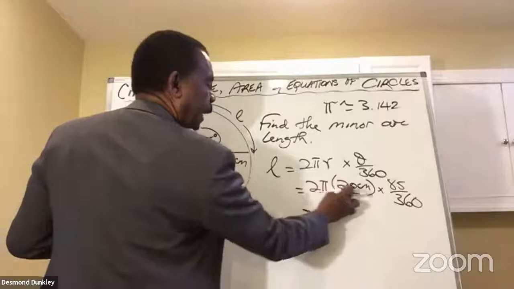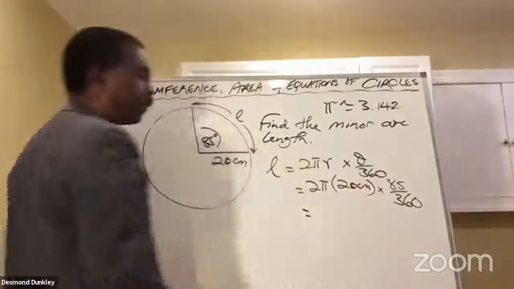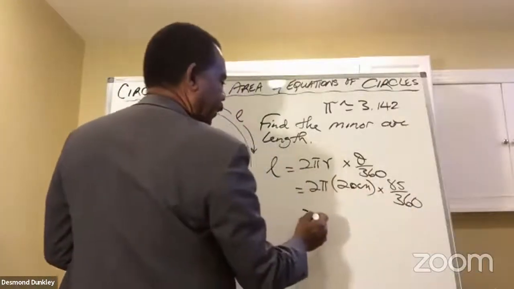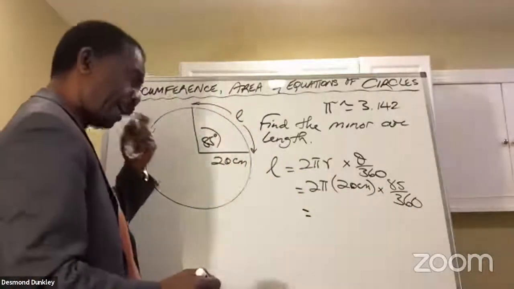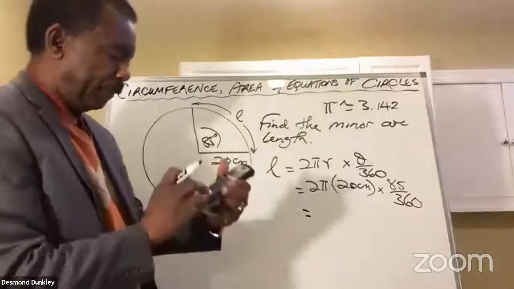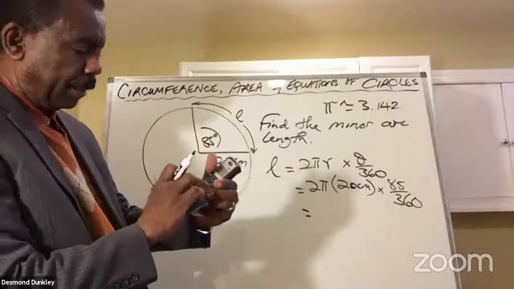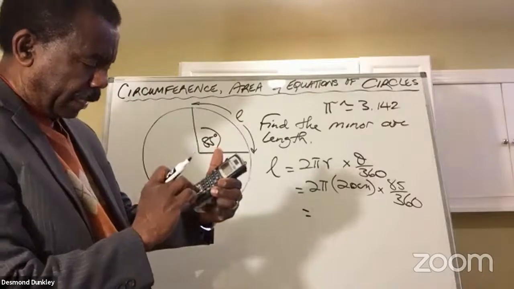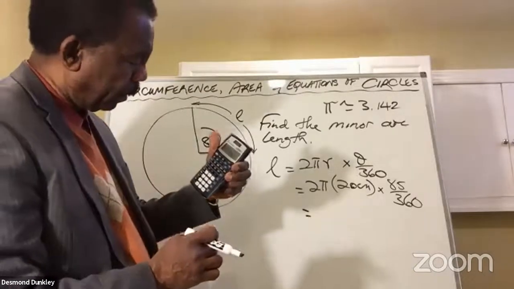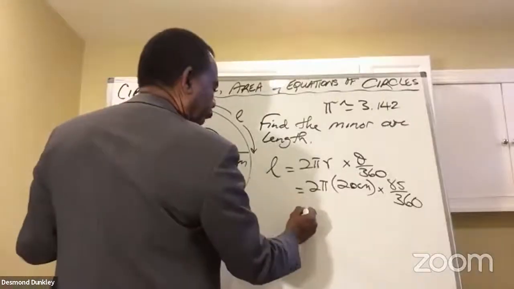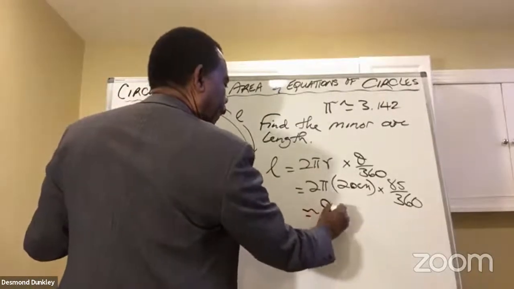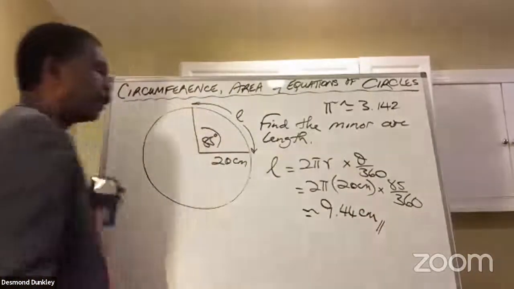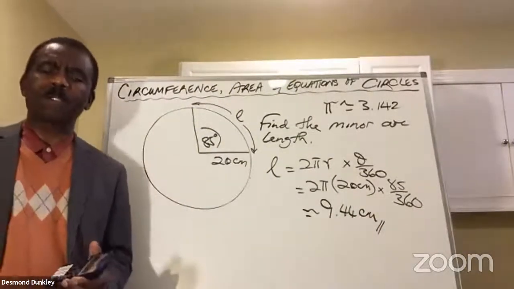So it is 40 times pi times 85 over 360. Well, 40 goes into that 9 times, so it is actually 85 divided by 9. 85 divided by 9 happens to be, wow, approximately 9.44 centimeters. Yep, so that will be your answer for that.